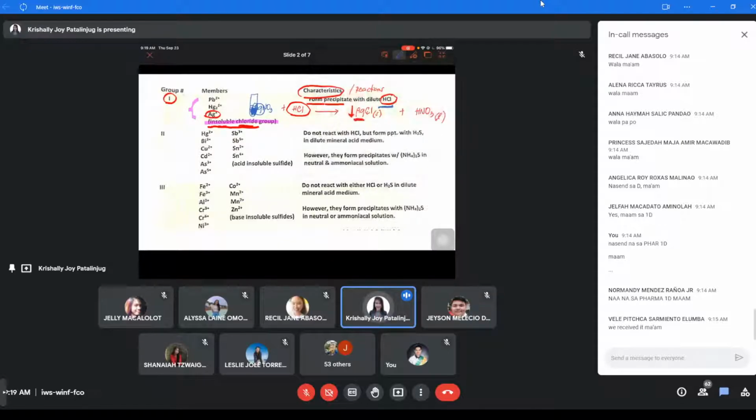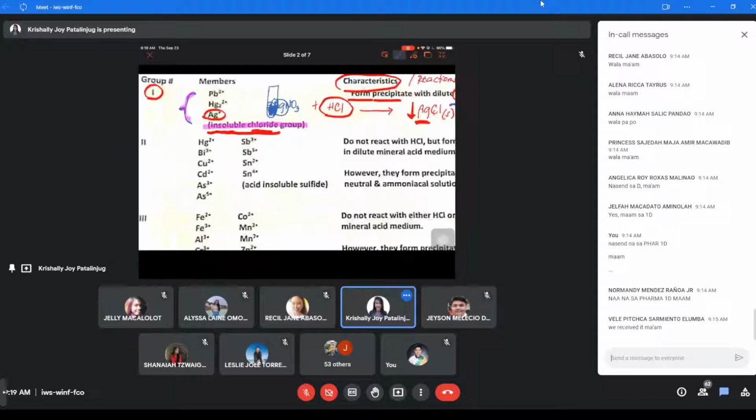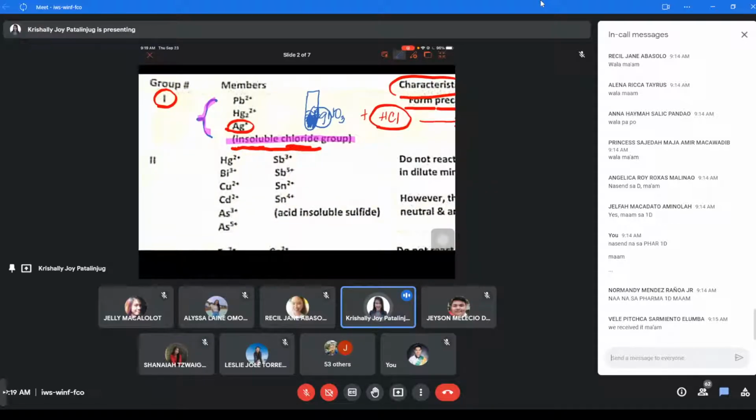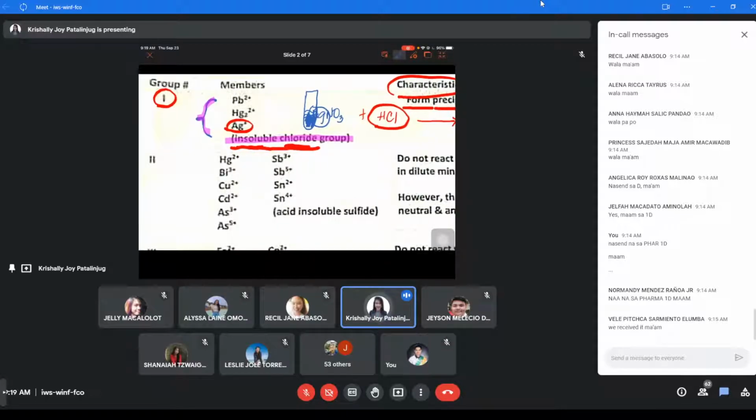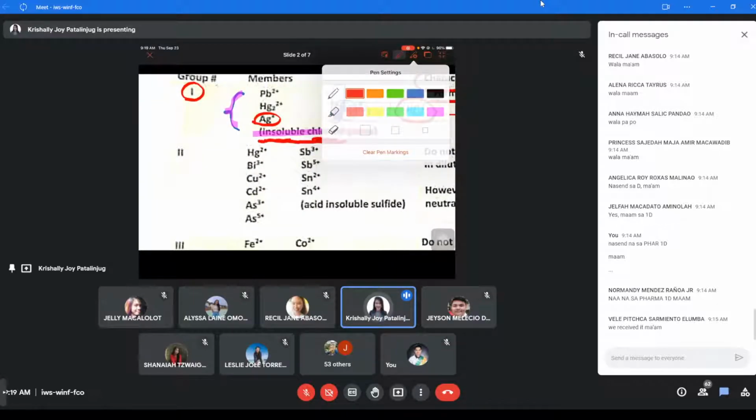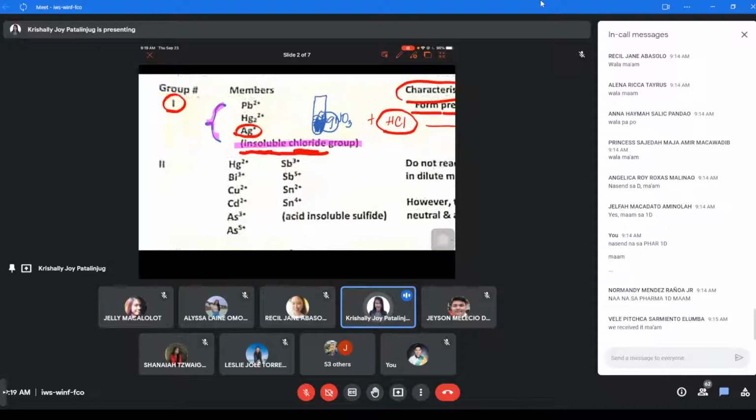Now, by the way, sa group 1, take note, ang mga members sa group 1, lahat yan insoluble chloride groups. Lead ion, mercury 1. Mercury 1 yan ha, Hg2 2+. Mercury 1 yan. Then, silver. Para hindi makalimutan, I will share to you my mnemonics.